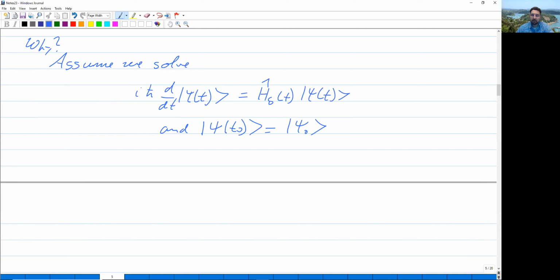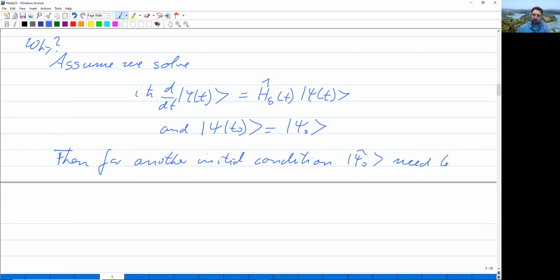Well, then we'd have to start over again if we want to know it for another state psi naught tilde. For another initial condition, psi naught tilde, we need to calculate again.